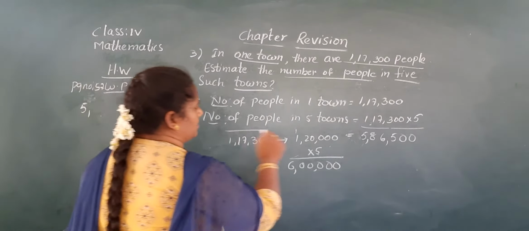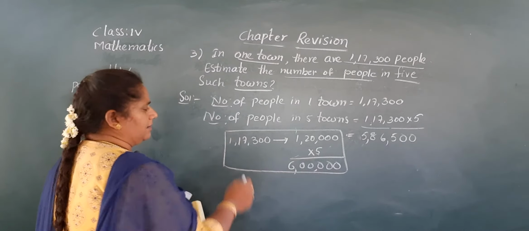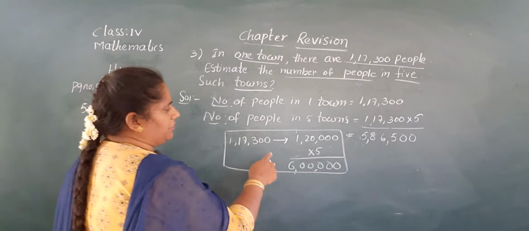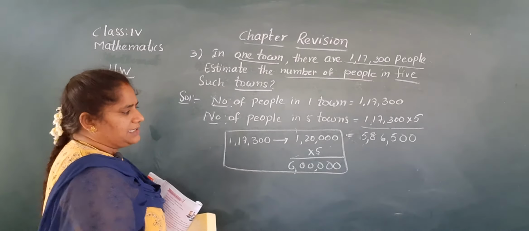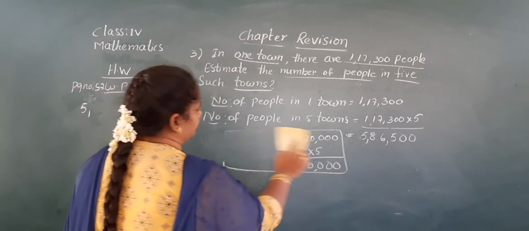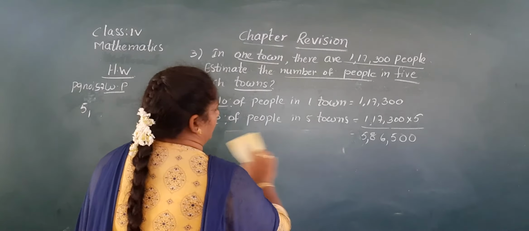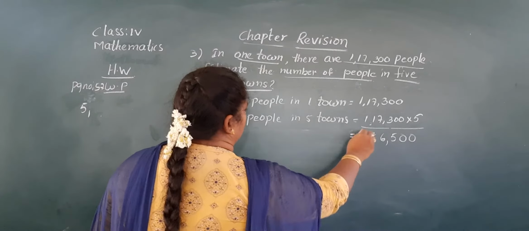Isn't it? So this estimation we do in our mind. Okay, this calculation you do in your mind after you do actual multiplication. Okay, is it clear to you, children? Yes, write down 5,86,500.